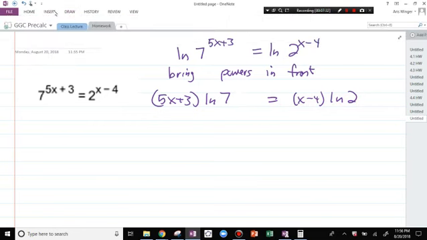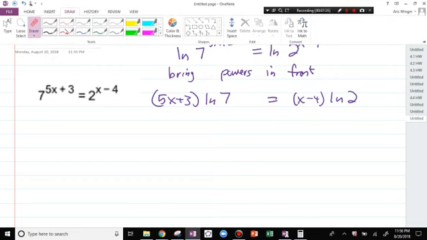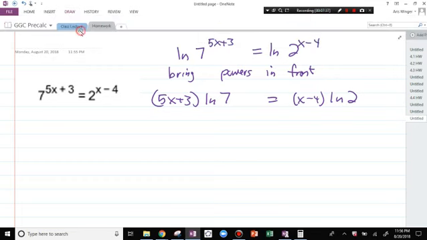Answer is going to look nice and ugly. It's not going to be our typical answer, but it will be an answer nonetheless. We just have to be careful how we put it in the calculator. Well, again, we're solving for x, so we need to distribute. So it's 5x natural log of 7 plus 3 natural log of 7 equals x natural log of 2 minus 4 natural log of 2.